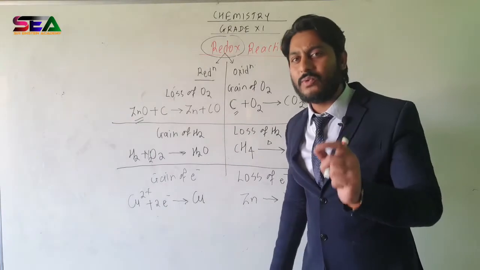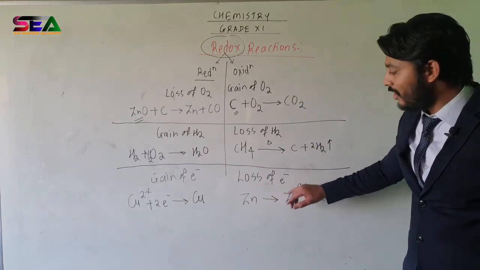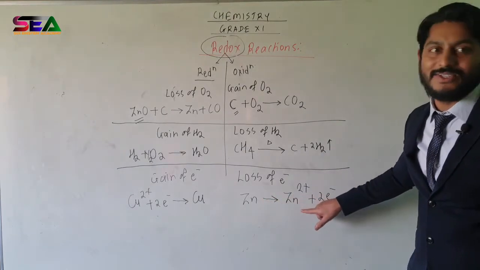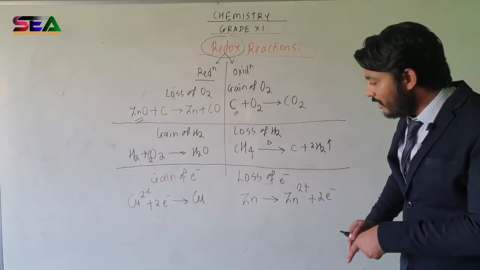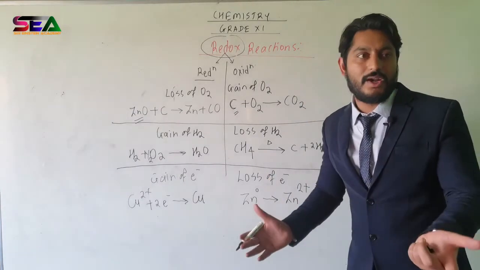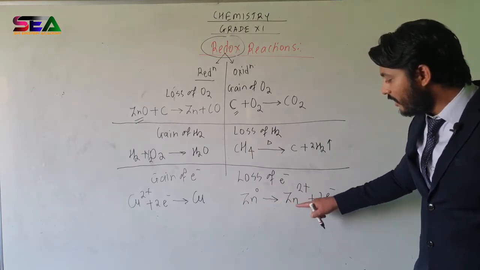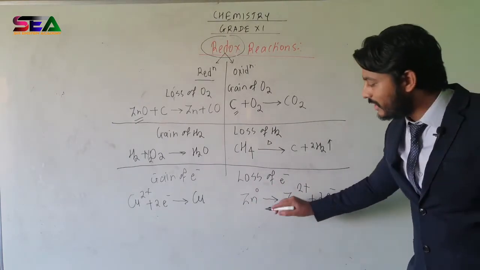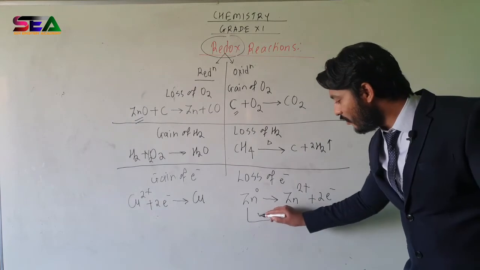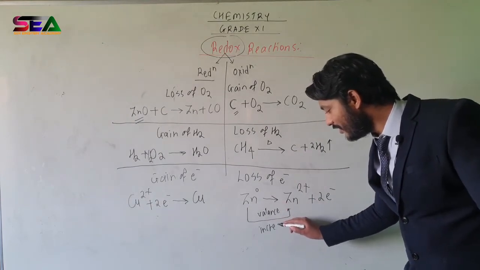I just want to highlight one thing at the end of this video: when there is loss of electron, the valency of the element increases. Remember this trick. The valency of zinc is 0. The numerical charge present on the element is called its valency. So the charge on this stable element is 0, and it is moving towards +2. So valency of the element increases.